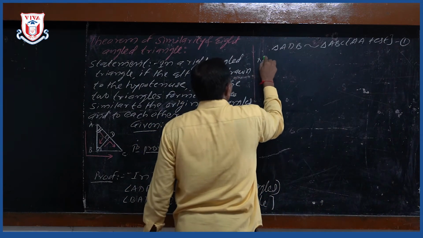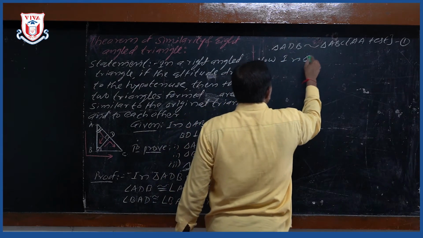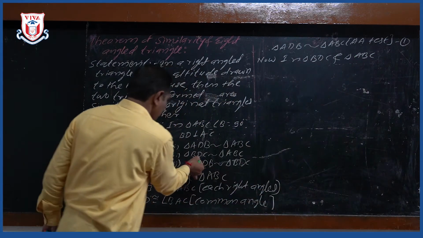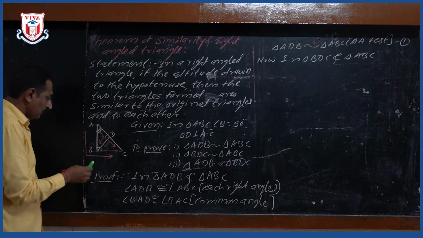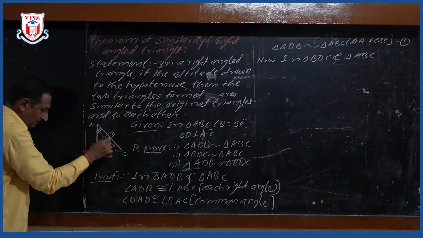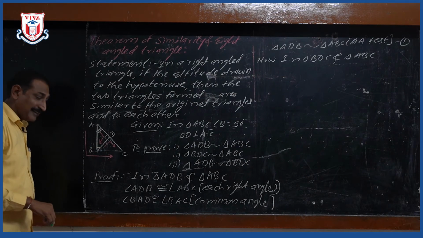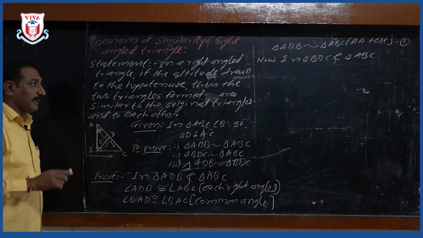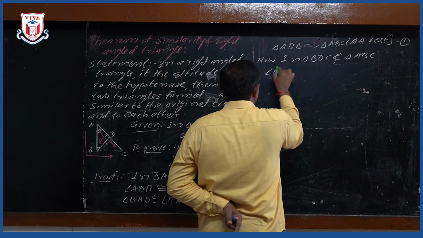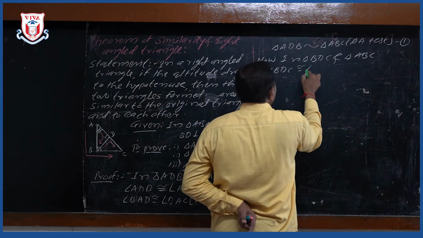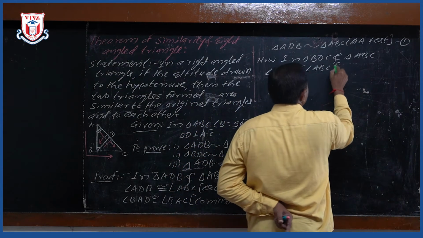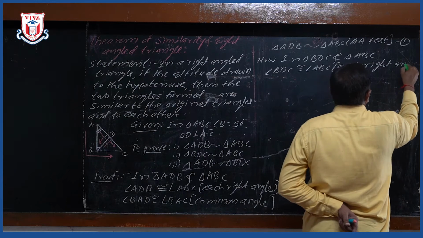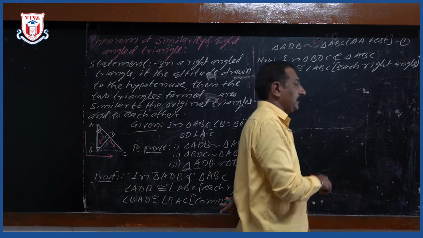Now in triangle BDC and triangle ABC, second pair, BDC and ABC. Okay, where is the BDC triangle? This one, this triangle BDC, in which angle D is 90 degrees, and again in ABC angle B is also 90 degrees. Hence you write here angle BDC congruent to angle ABC, each right angle or each 90 degrees.